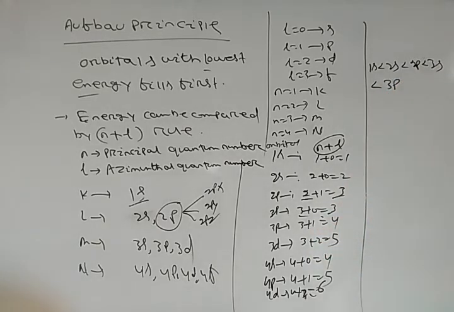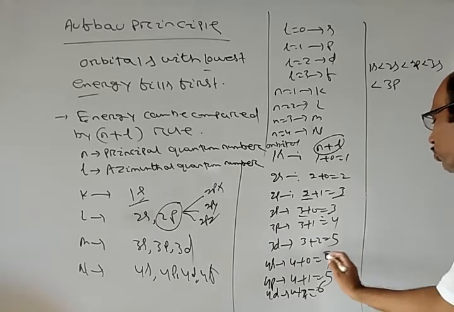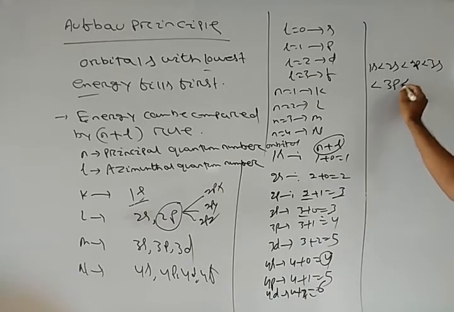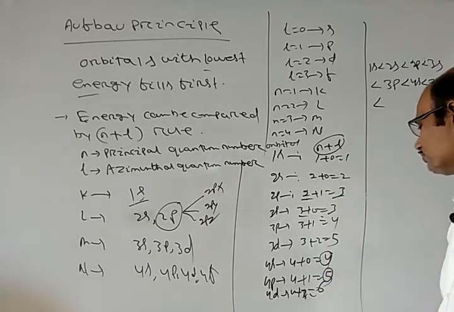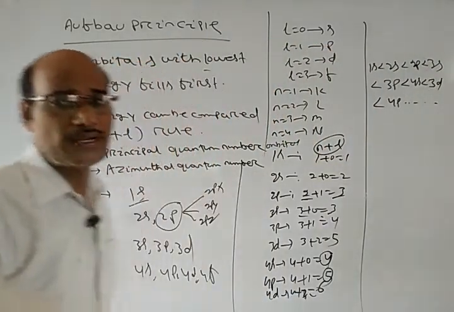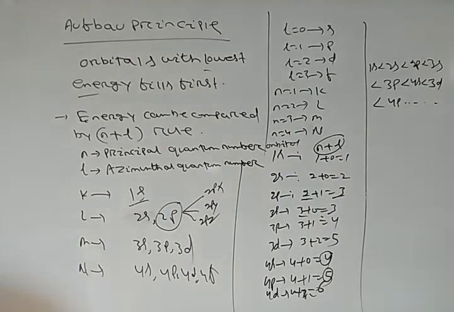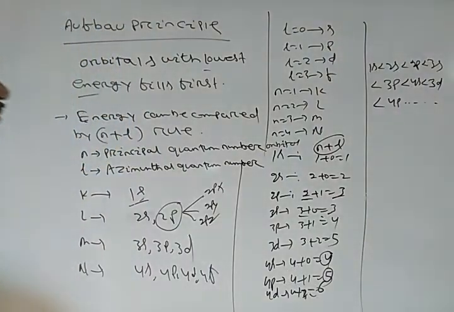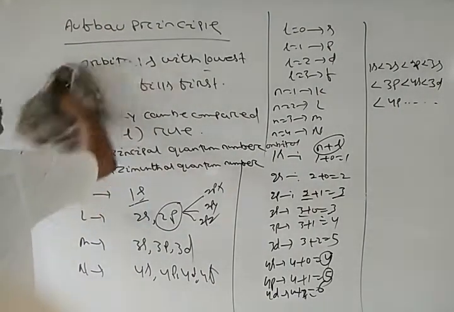Now you see 4s is 5 and 3d is 5. So you get 1s, 2s, 2p, 3s, 3p, 4s, then 3d. Then 4p. And so on. So this is the order of energy. First you get 1s, then 2s, then 2p, then 3s, then 3p, and 4s, then 3d, and so on. So here we can write it as follows.